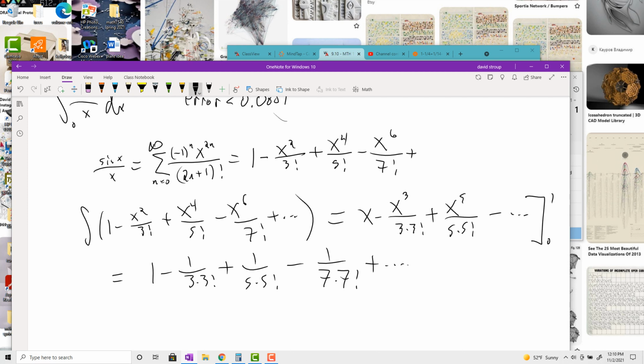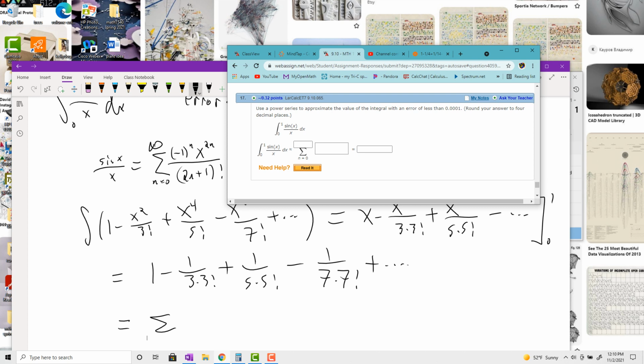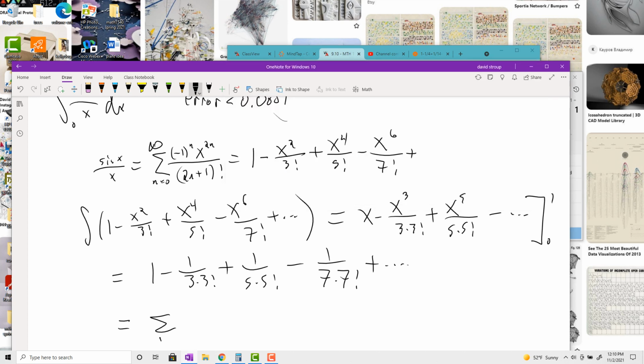So that will be our answer. We want it in summation notation with the lower index starting at 0. So n equals 0 to infinity, and you can kind of tell it's going to be something like -1 to the n all over 2n plus 1 times 2n plus 1 factorial.